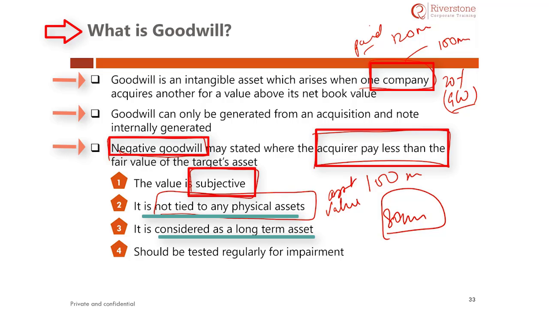It is considered as a long-term asset, but it needs to be tested for impairment. You should regularly see whether it is correct or not. The day that you feel that it is not correct and you overvalued the asset by $20 million, you immediately write off the negative goodwill and balance your asset with the price, which you paid. This is because the actual value of the asset is not $100 million and only $80 million. This is the concept, which we have discussed.